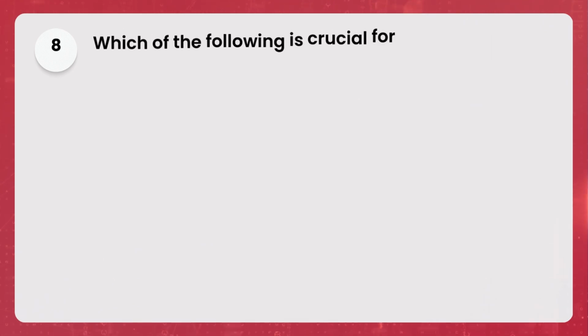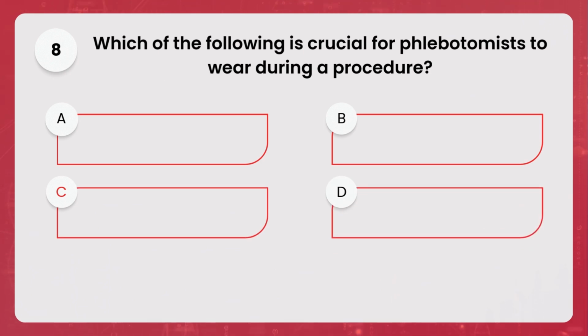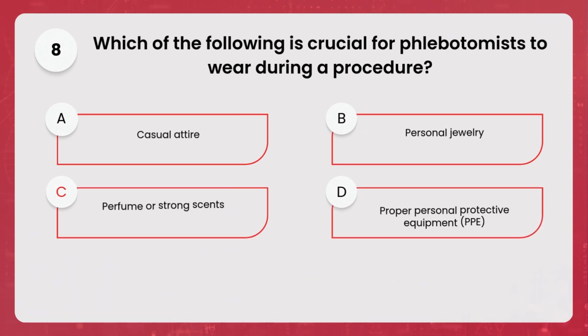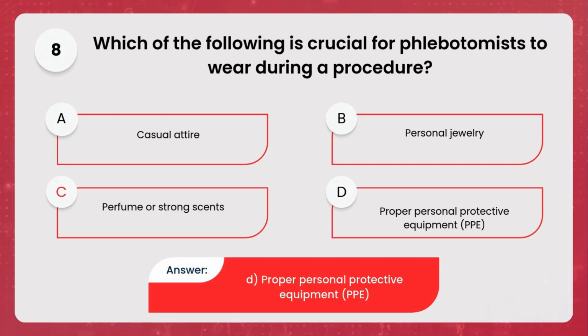Number 8. Which of the following is crucial for a phlebotomist to wear during a procedure? A. Casual attire. B. Personal jewelry. C. Perfume or strong scents. D. Proper personal protective equipment, PPE. The answer is D. Proper personal protective equipment, PPE.